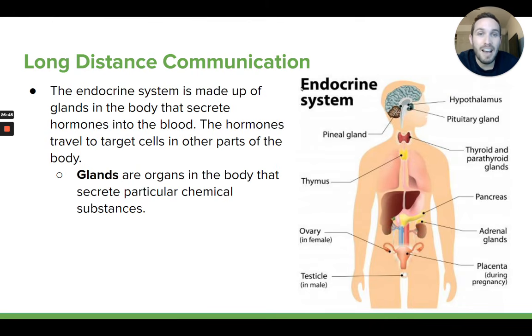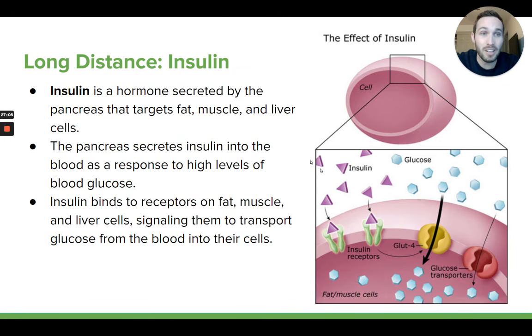You guys have a whole body system actually dedicated to long distance cell communication. It's called the endocrine system, which is made up of these different glands in your body. And these different glands are where certain hormones are being produced. So these glands produce hormones and release them into your blood that then affect different organs and body tissues in your cells. And so we've talked about a couple of these examples already.